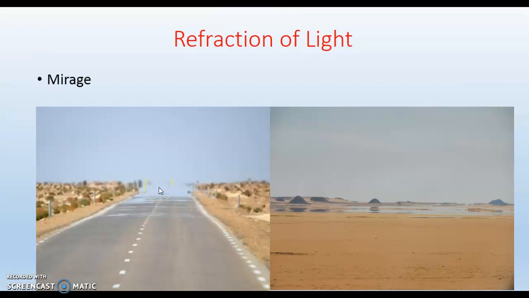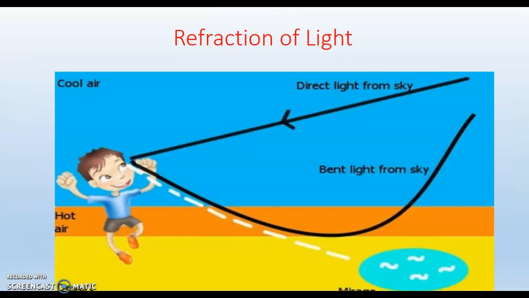Also, another application is the mirage. On a hot sunny day, you see in the middle of the road, some distance away, what appears to be water ahead. That's what we call a mirage. Also, on a hot day in the desert, at a certain distance away, you see some body of water appearing. That's also another application. Let's look at how mirages are formed.